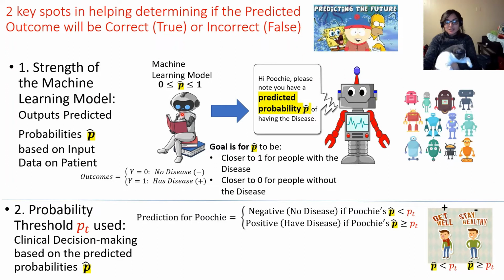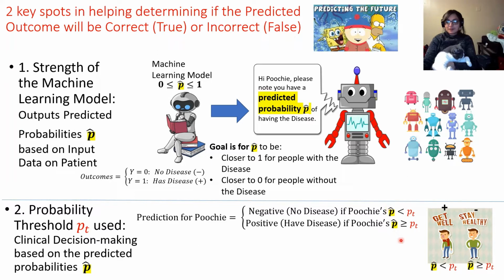Based on the predicted probabilities, we then apply a probability threshold, PT, for our clinical decision making. For patient Pucci, we predict Pucci is negative, does not have the disease, if Pucci's predicted probability of having the disease is less than this threshold probability. And instead, we predict Pucci is positive and has the disease if Pucci's predicted probability of having it is greater than or equal to the threshold. So this is sort of like the decision-making part.